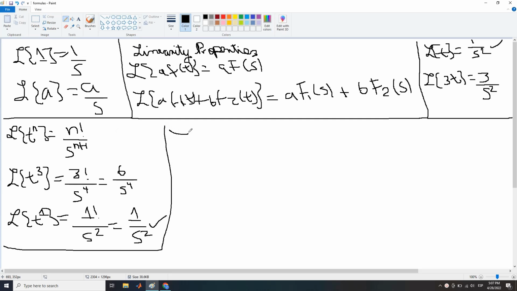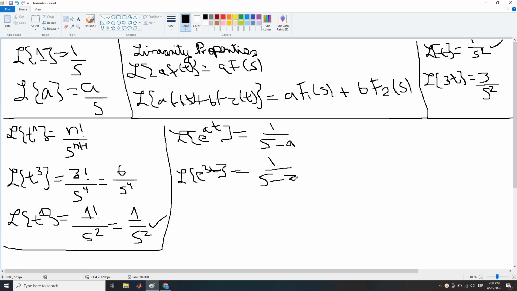Now let's review the Laplace transform of an exponential function with a constant a times t. This will be equal to 1 over s minus a. So let's do an example. The Laplace transform of e to the power of 3t will be equal to 1 over s minus 3. A is equal to 3. And for example, the Laplace transform of e to the minus 3t will be equal to 1 over s minus minus 3, which is 1 over s plus 3.